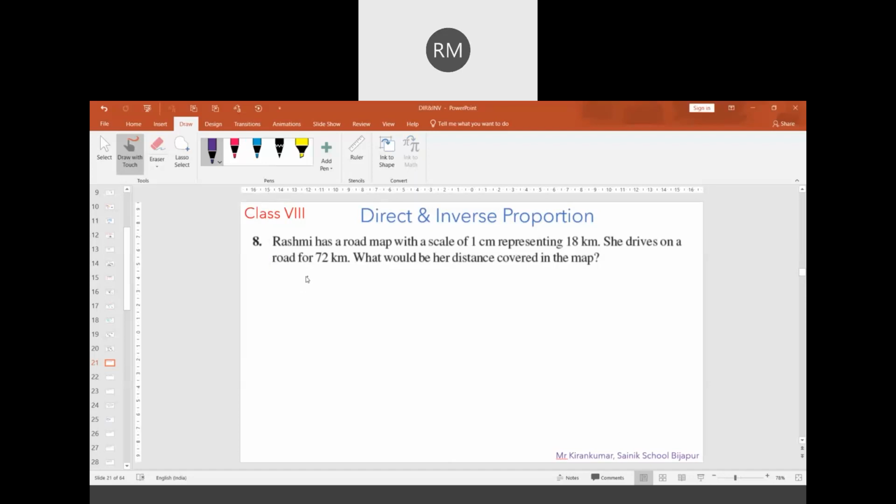Map with scale. Good. 72 divided by scale is 18 in terms of centimeter, and the distance covered is there in terms of kilometer. If the distance covered is 18 kilometers, it is marked as 1 centimeter on the map. So if the distance covered is 72 kilometers, what will be the scale?